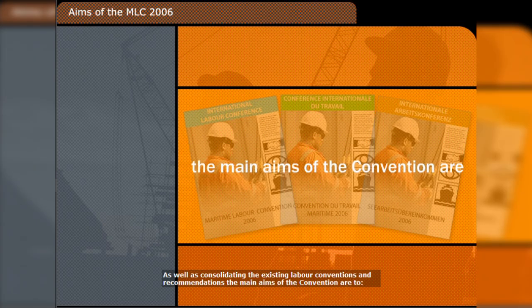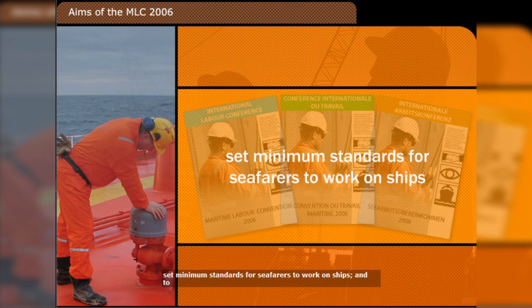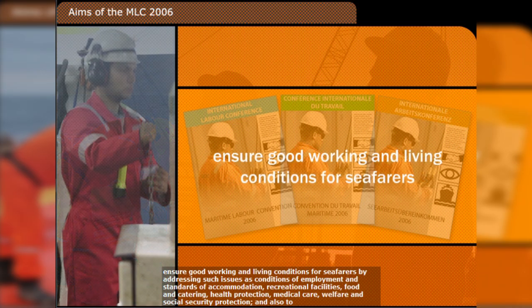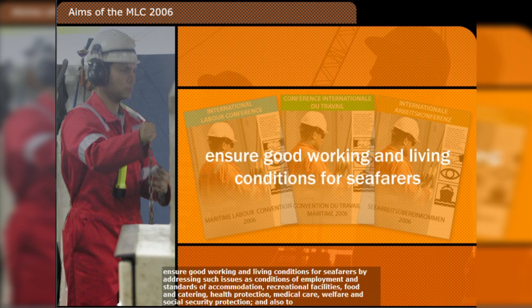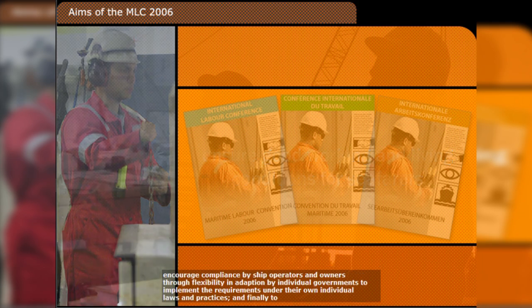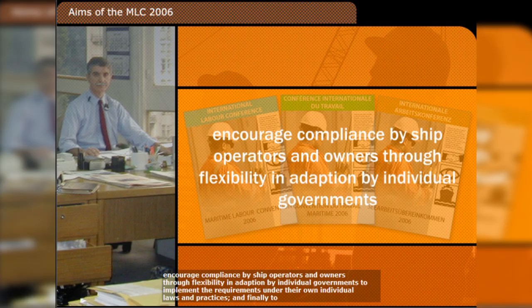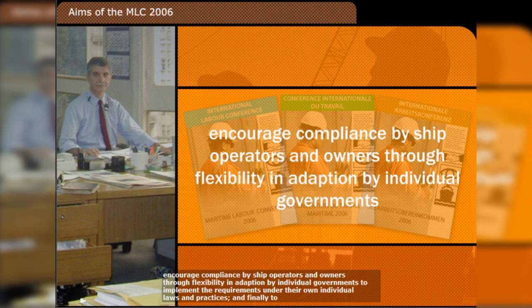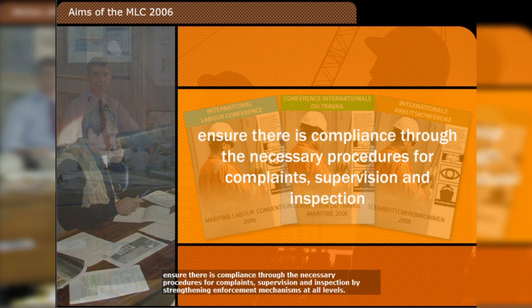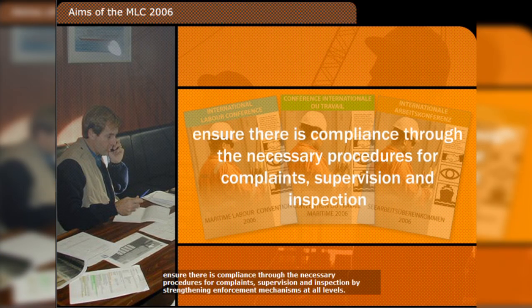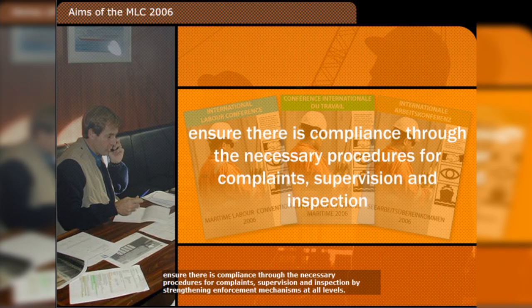As well as consolidating the existing labour conventions and recommendations, the main aims of the convention are to set minimum standards for seafarers to work on ships and to ensure good working and living conditions for seafarers by addressing such issues as conditions of employment and standards of accommodation, recreational facilities, food and catering, health protection, medical care, welfare and social security protection, and also to encourage compliance by ship operators and owners through flexibility in adaptation by individual governments to implement the requirements under their own individual laws and practices, and finally to ensure there is compliance through the necessary procedures for complaints, supervision and inspection by strengthening enforcement mechanisms at all levels.